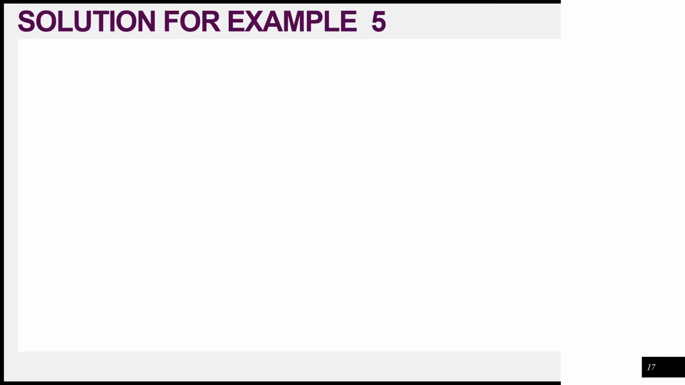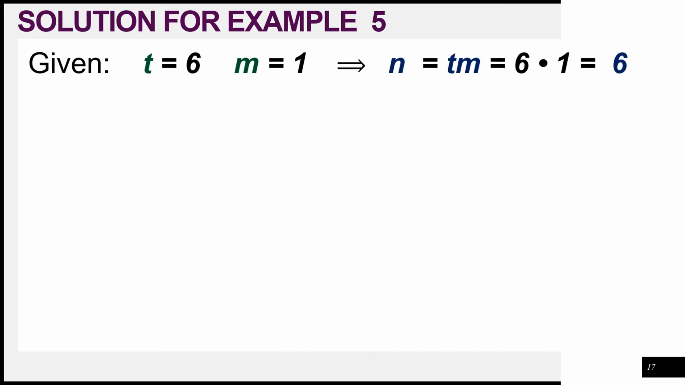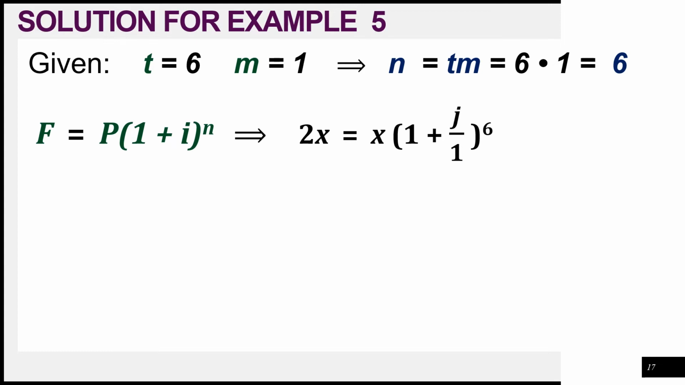Here's the solution for example number 5. We already know that the term for the given problem is 6 years. To be compounded annually, therefore, our m is equal to 1. Now, solving for the value of n, we will multiply the values of t and m, which are 6 and 1. Therefore, we get the product of 6. Now, we are going to solve for the future value. We have this formula, F equals P times the quantity of 1 plus i raised to the power of n.